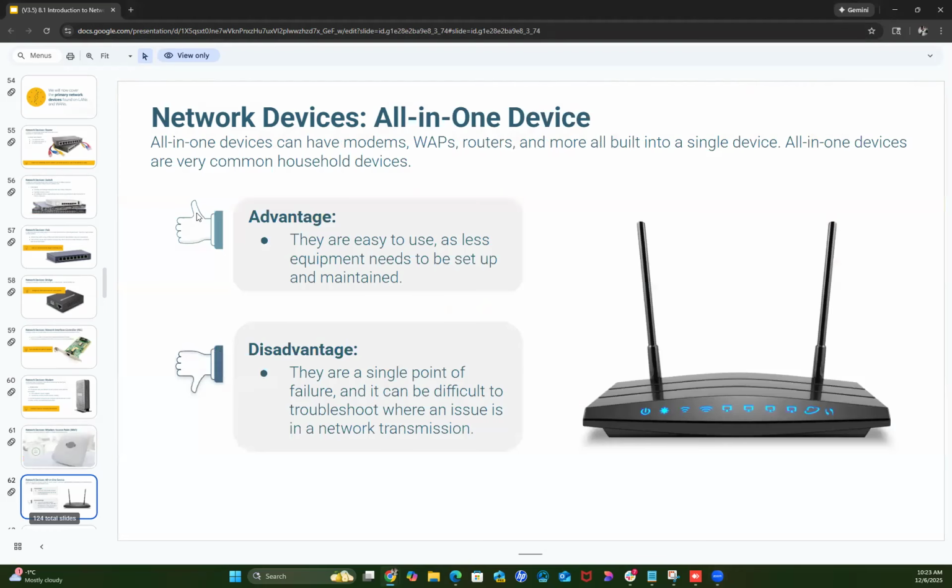Another device is the all-in-one device. An all-in-one device could have a modem, WAP, router, and more all built into a single device. You may be familiar with this common household device. We have this device we are all using. The advantage is that they're easy to use, as less equipment needs to be set up and maintained. The disadvantage is that there is a single point of failure. It can be difficult to troubleshoot where the issue in network transmission is.